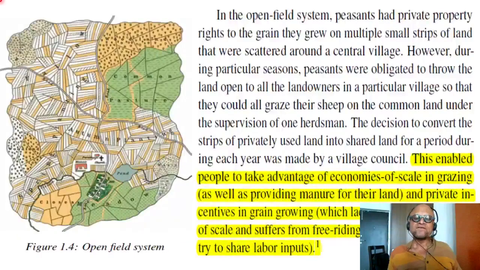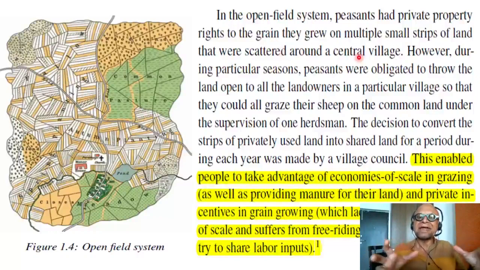And the idea of the commons itself comes from the Middle Ages, where shared properties were referred to as held in common. And when you talked about multiple held properties, you called them the commons, held in common. Okay, so this is how the system looked. Open field system, which actually was very intricate. In the open field system, peasants had private property rights to the grain they grew on multiple small strips of land that were scattered around the central village.